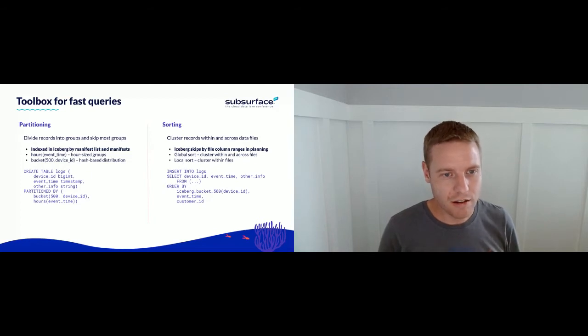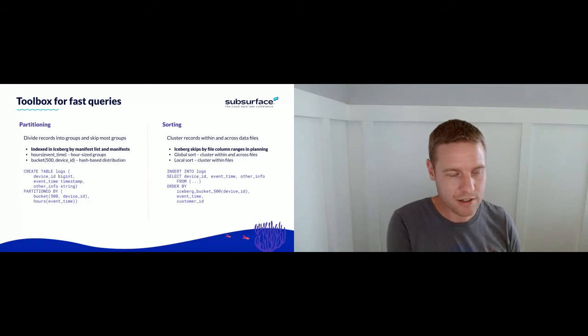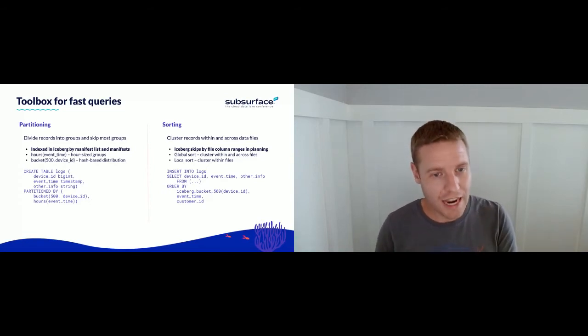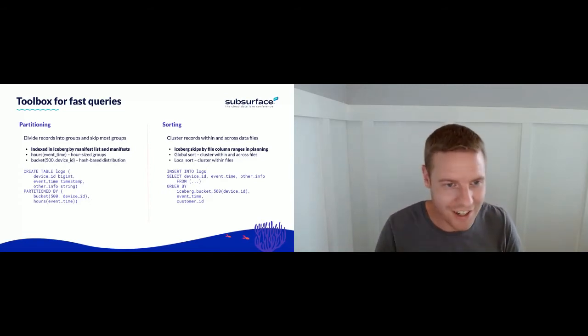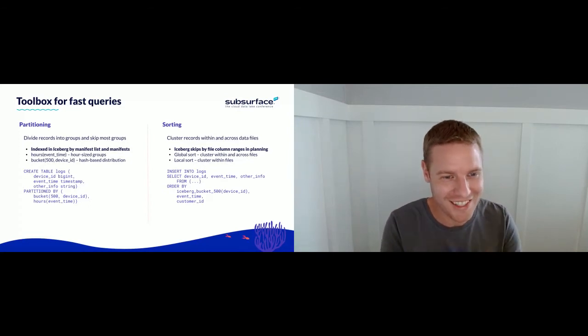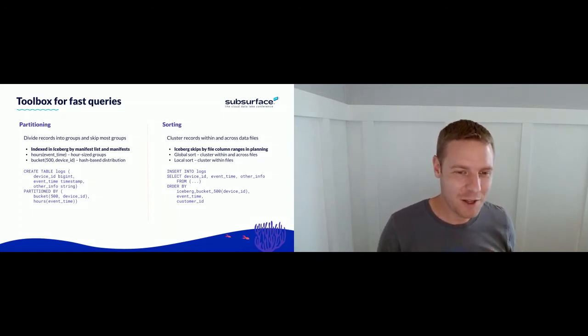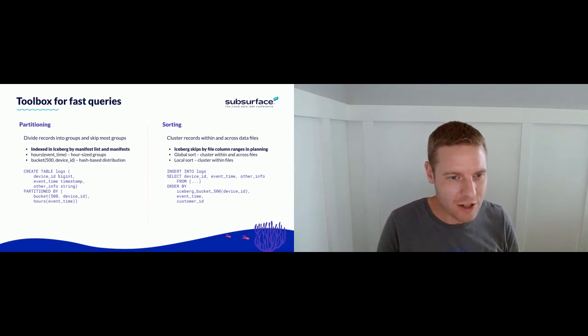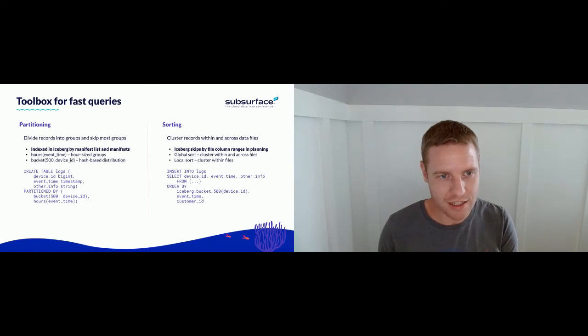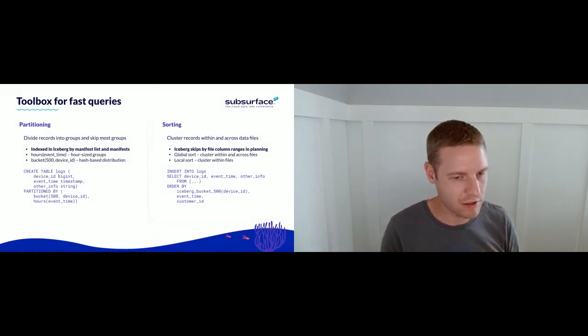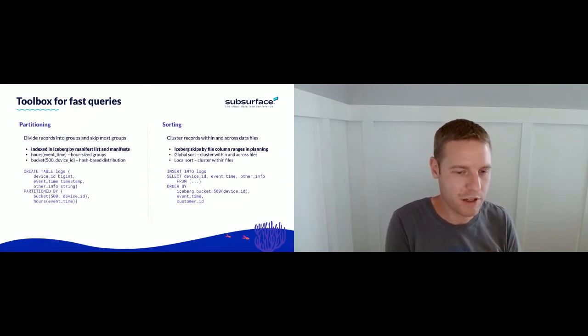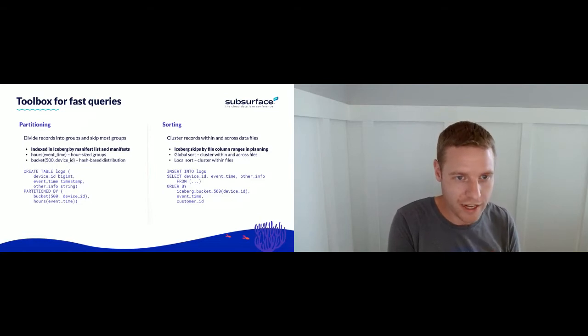So the idea here is that we're going to first order by the bucket, and then the event time, and then the actual device ID, which I screwed up here. It should be device ID, not customer ID. So if we sort within each bucket and hour by the device ID, then we're going to essentially keep all of the log events for a particular device in just one file.